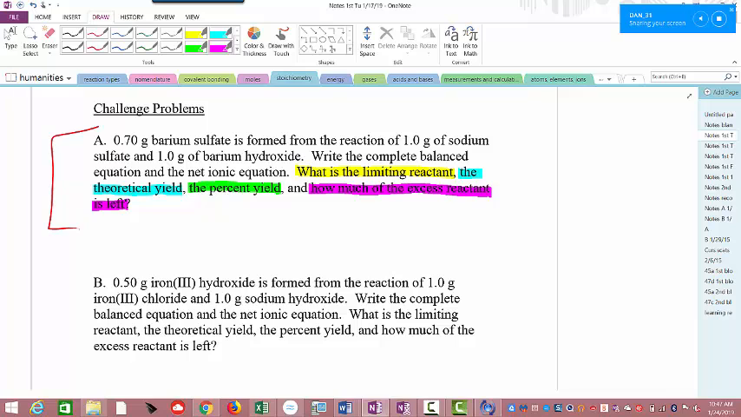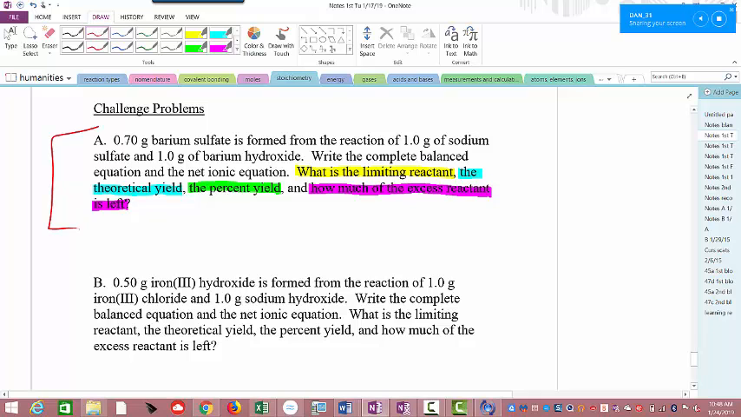However, on your quiz, you are given the balanced equation. Here, you have not. So let's together get the balanced equation, and then I want you guys to take a few minutes to see how far you can get on solving for the limiting reactant, the theoretical yield, and the percent yield. But you need a balanced equation.